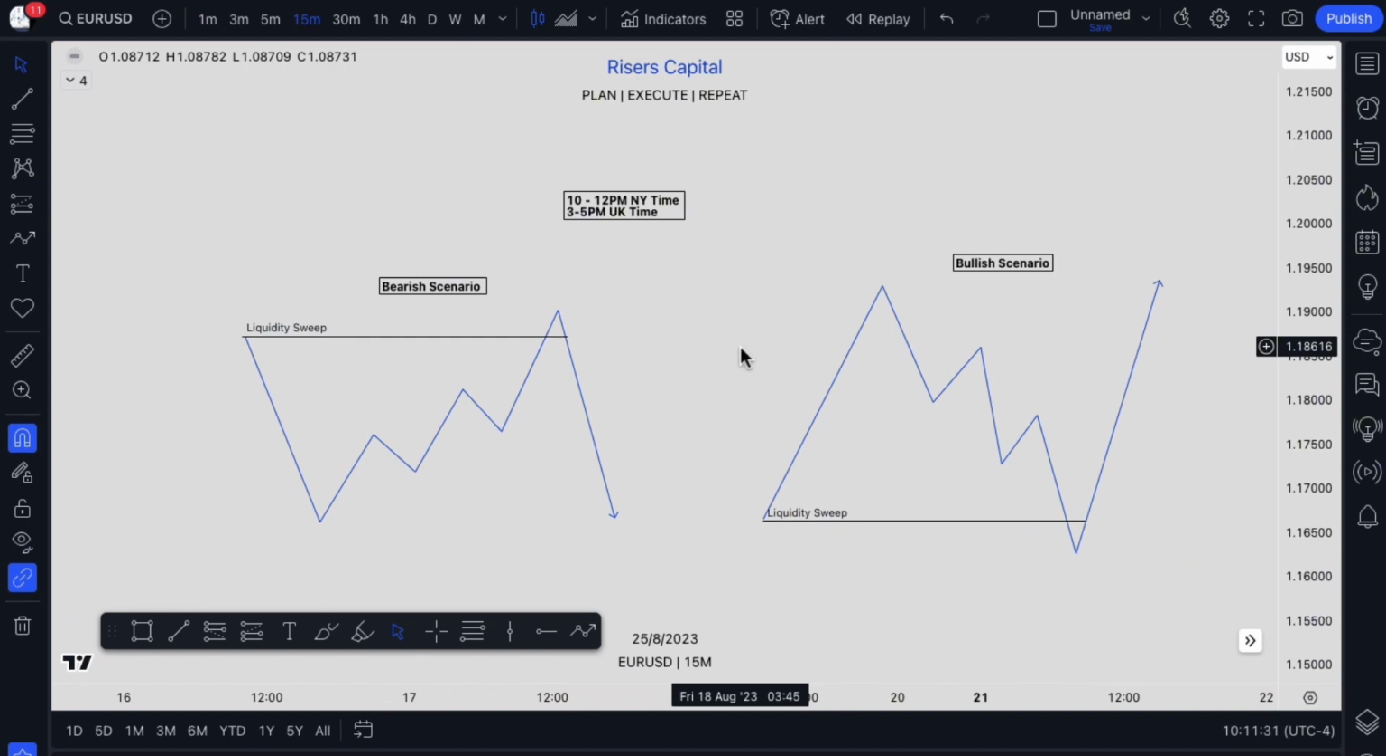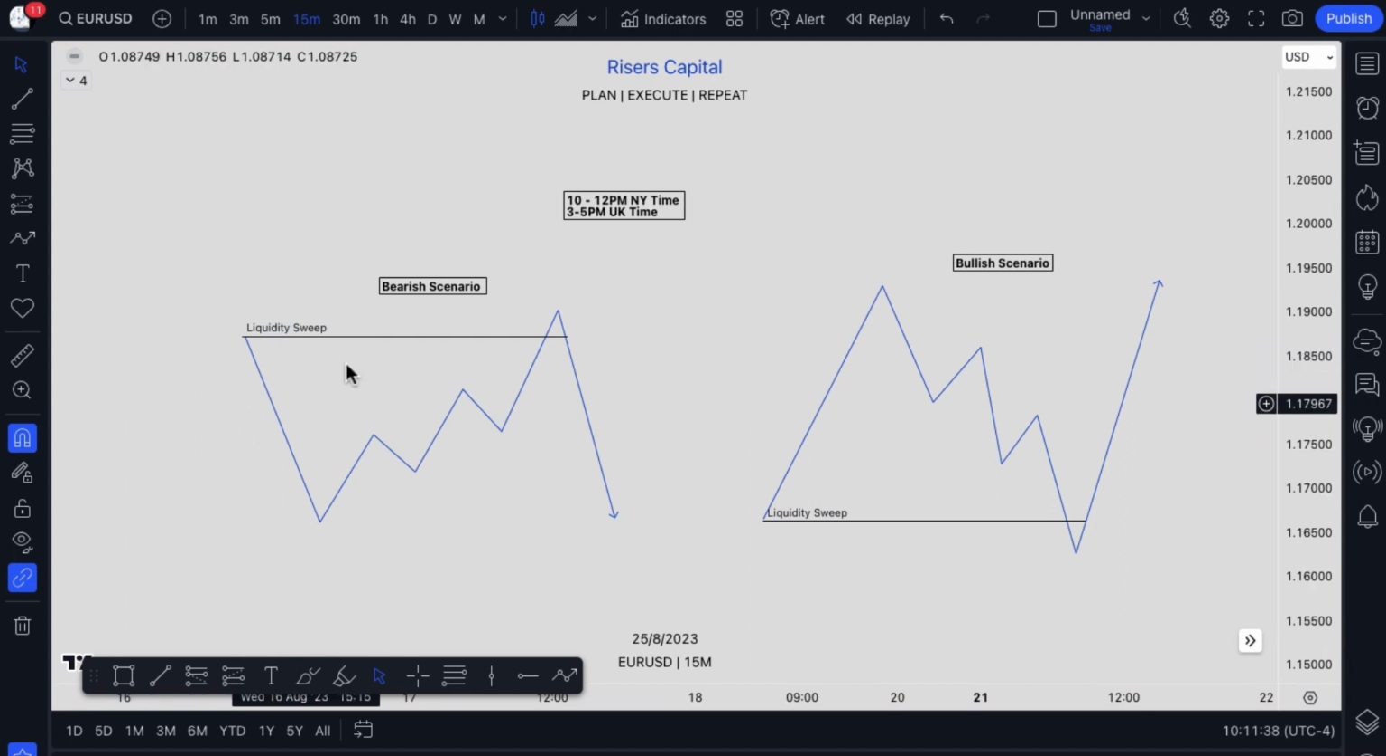Essentially in the London close kill zone, what you want to look for is some sort of liquidity sweep, which forms during this time. The liquidity sweep can form before, however you need a bias that it will go the opposite direction. What I mean by that is, we've had this move up during the whole day, and then near 10 o'clock New York time, or within 10 to 12 p.m., we get this liquidity sweep.